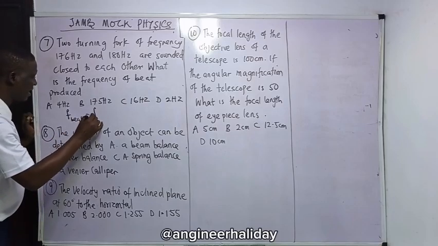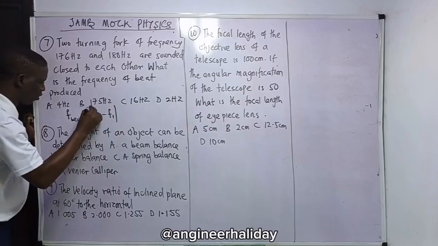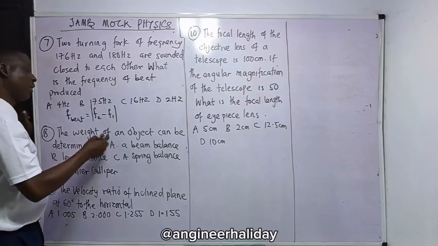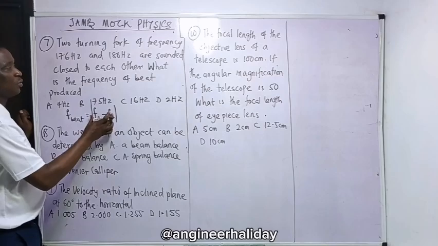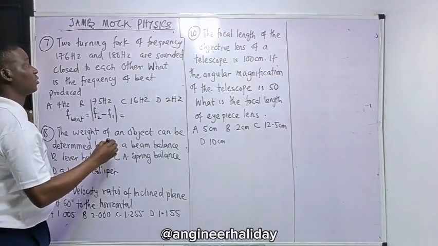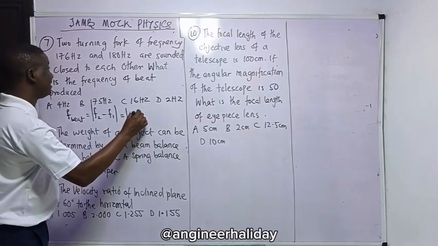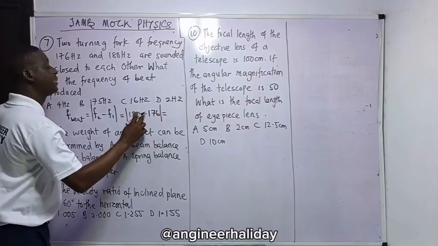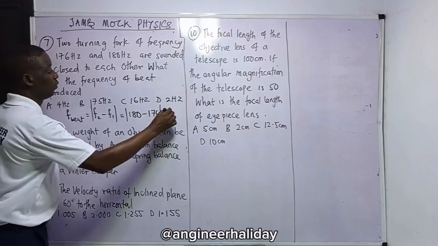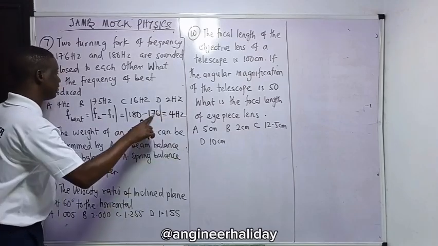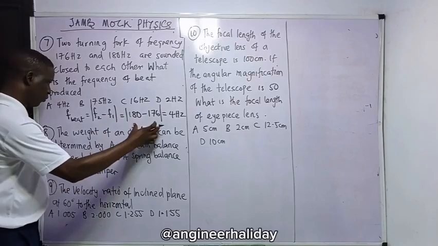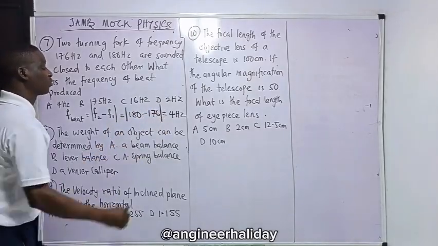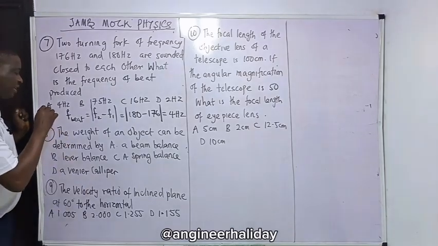Now beat frequency is what? Beat frequency is F2 minus F1, or rather the absolute value of F1 minus F2. So just take the bigger one or the smaller one, because when you take the absolute value, it means you cannot have a negative sign. So in that case you can say 180 minus 176 Hz will give us what? 4 Hz. Even if you say 176 minus 180, because of this absolute sign, any minus that comes in, it always turns to plus. So our answer is what?